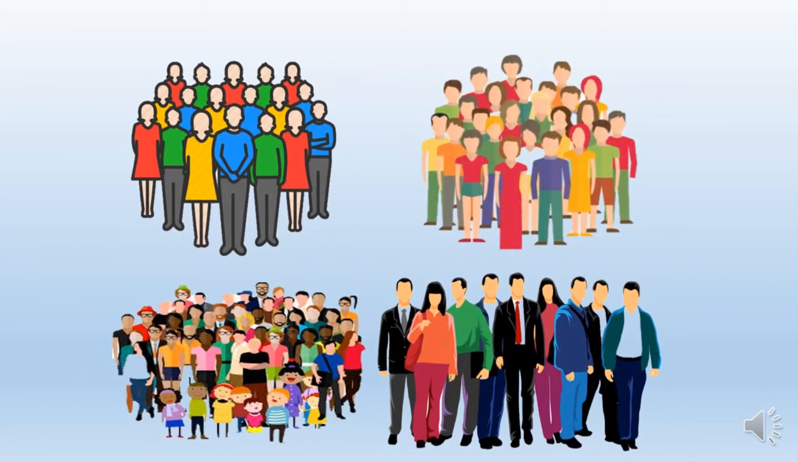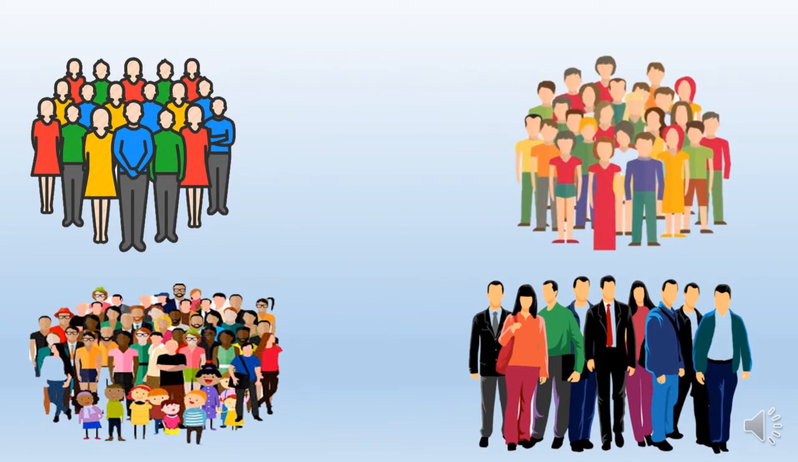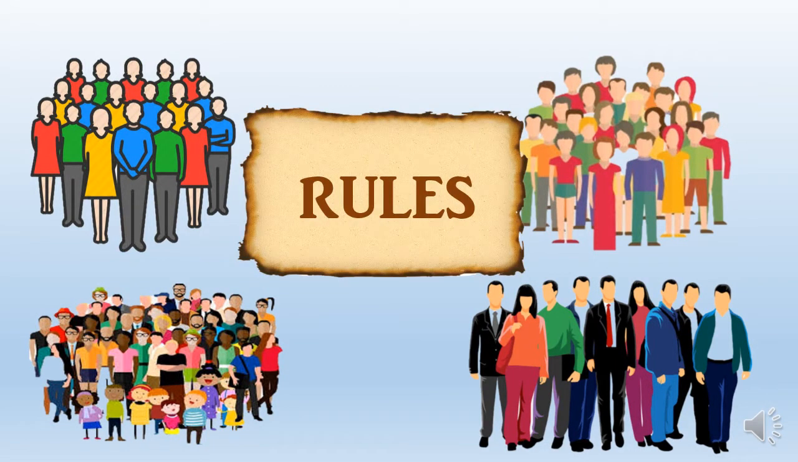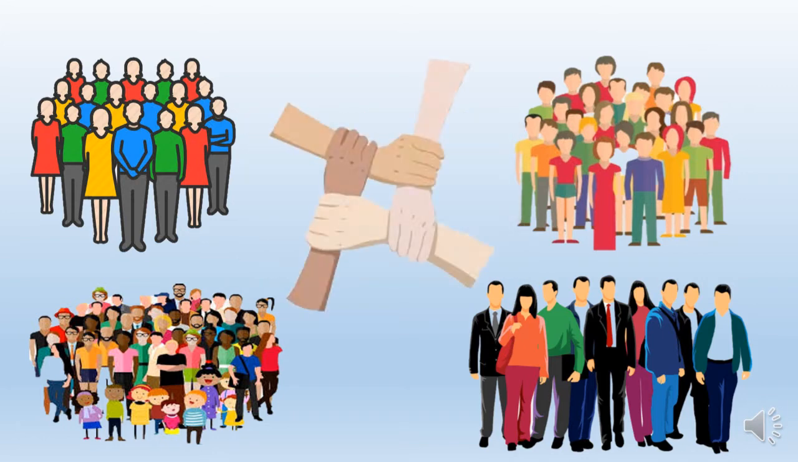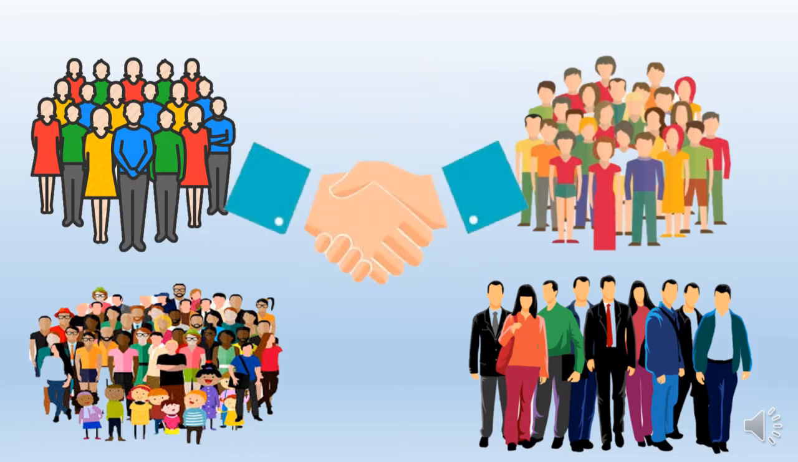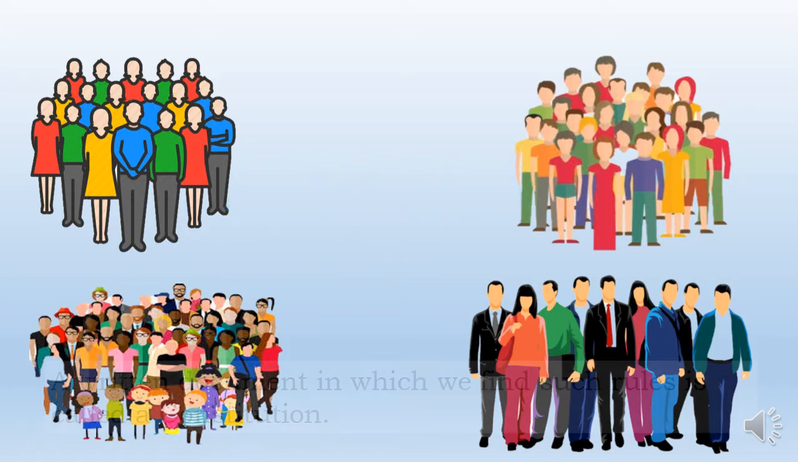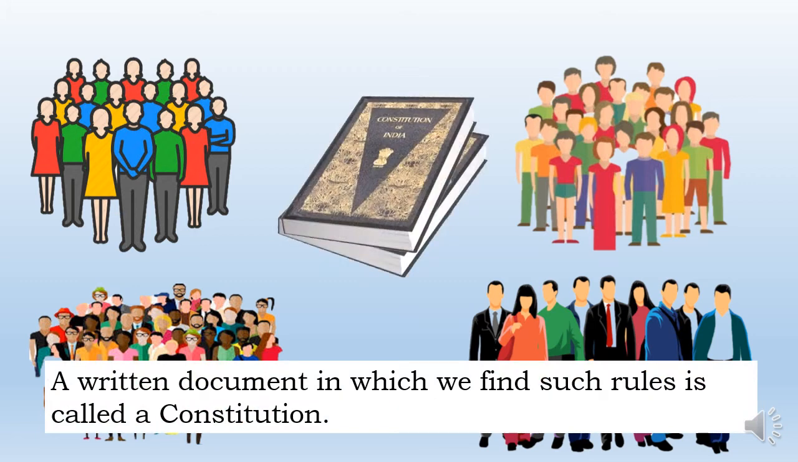Like these games, society also has constitutive rules that make it what it is and differentiate it from other kinds of societies. In large societies in which different communities of people live together, these rules are formulated through consensus. Consensus means agreement. And in modern countries, this consensus is usually available in written form. A written document in which we find such rules is called a constitution.